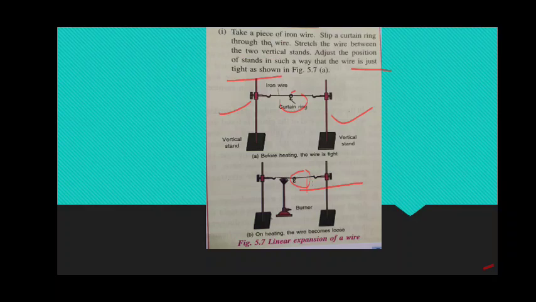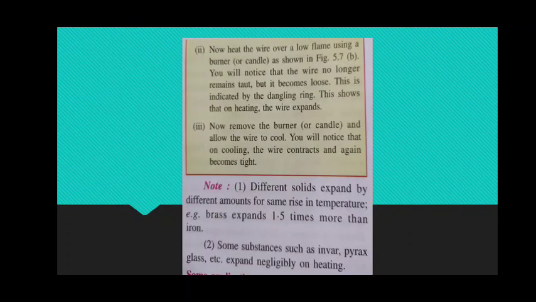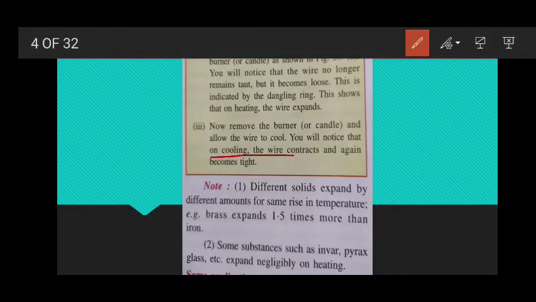Again, what will you notice? You will notice that on cooling the wire contracts and again becomes tight. Now, different solids expand by different amounts for the same rise in temperature. Like brass expands 1.5 times more than iron, and I have discussed in the previous video also that the change in temperature of a body depends on the quantity of heat imparted to the body, the material of the body and the mass of the body.